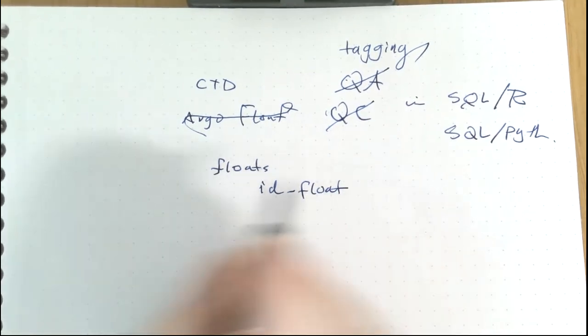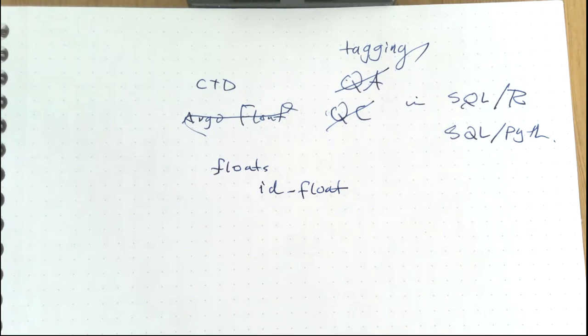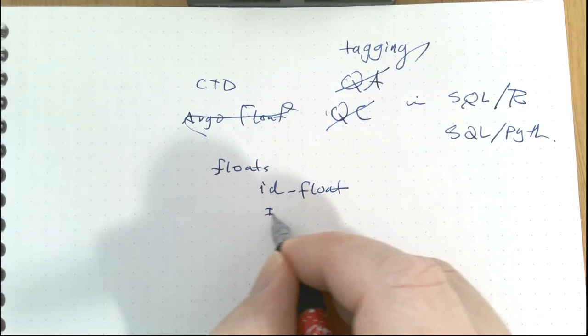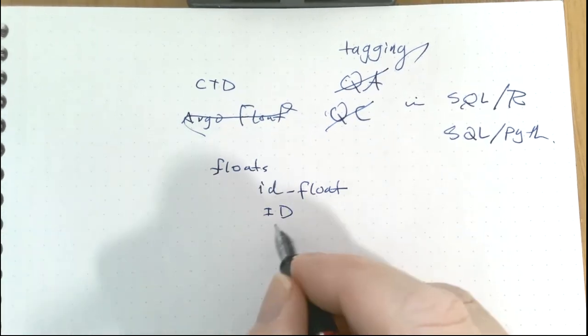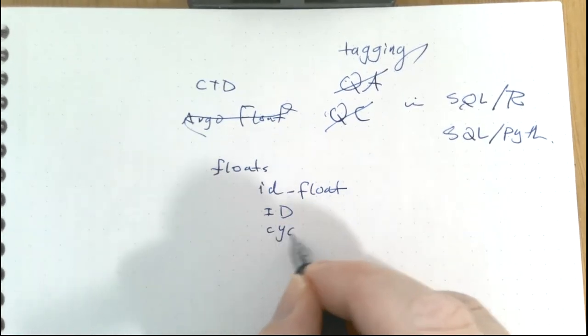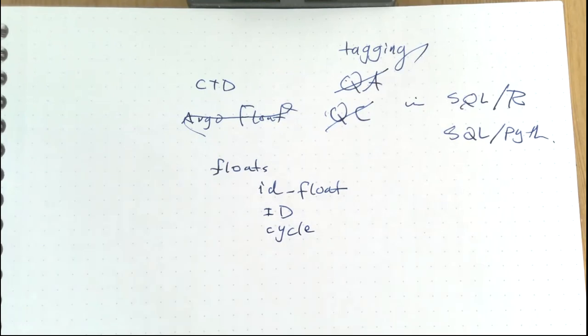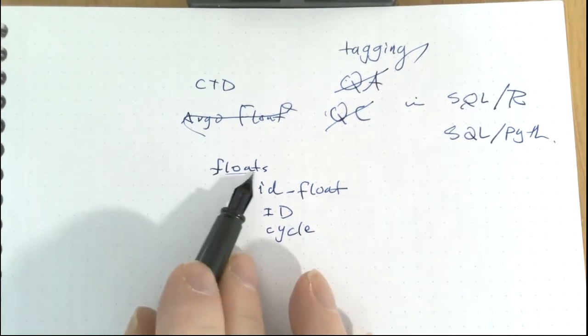And this will be auto incremented. So that will be just a counter. You won't set that. And then I'll have something maybe called capital ID for the float and something called maybe cycle for the float. Obviously, if it was a CTD, it wouldn't be called that.